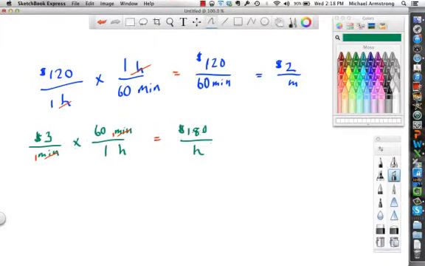Okay, so $180 an hour is what I get when I go from minutes times 60 minutes in an hour. So this is my factor of 1. I'm multiplying by 1. Now if I wanted to change it to days, how many hours are in a day? Put hours on the top and days on the bottom. And there are 24 hours in 1 day. And now I'm going to have to multiply 180 times 24.